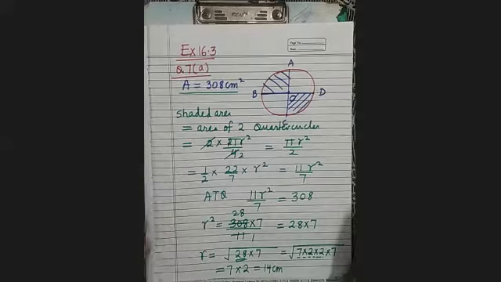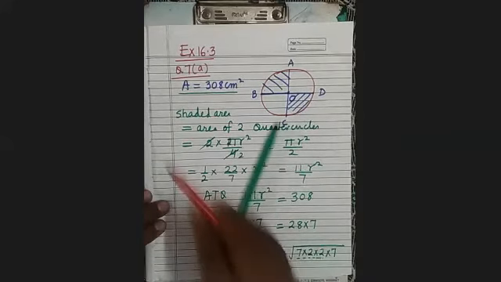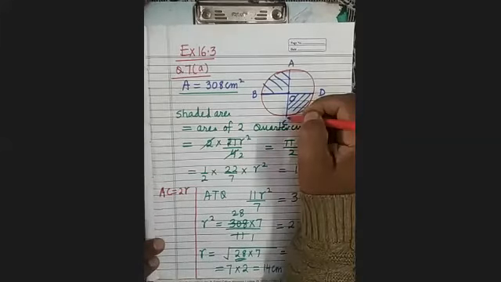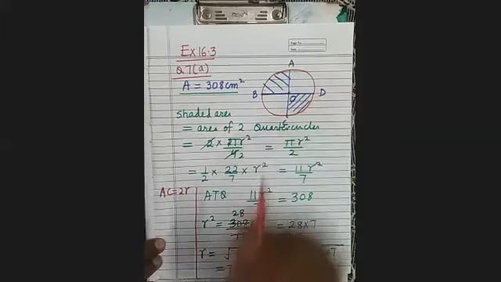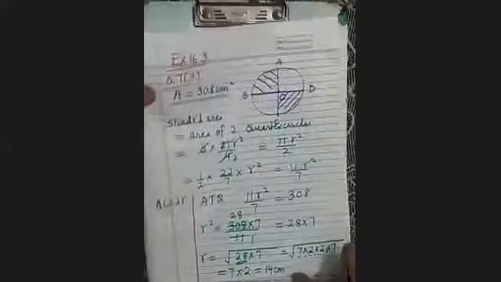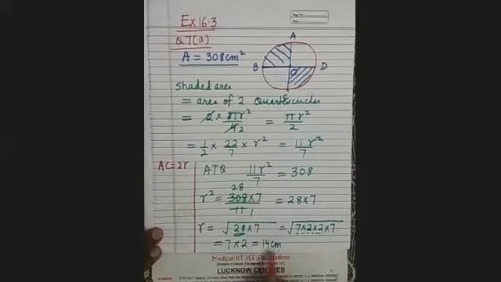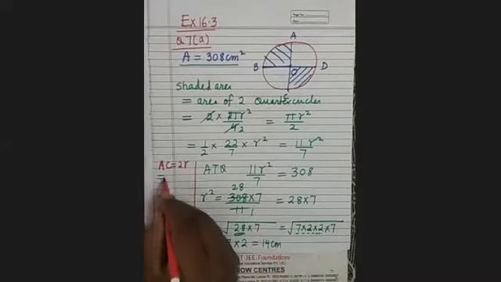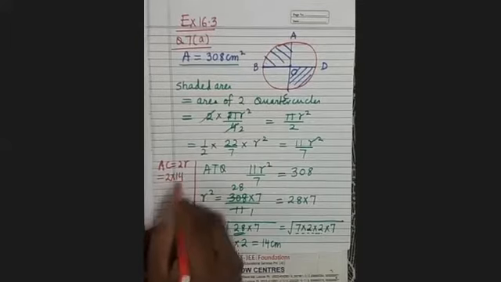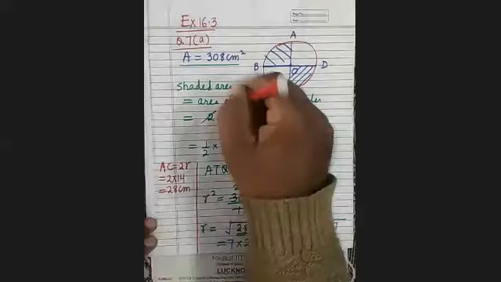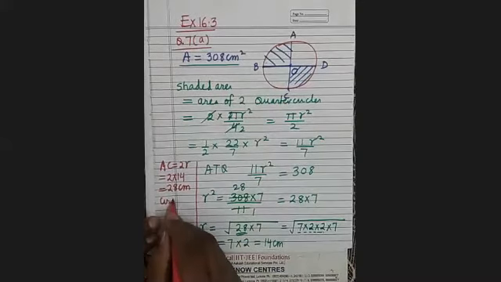But now you have to determine the length of AC. So you can see here what will be AC. AC equals 2R, because AC is the diameter, so it will be 2R. You can see here you have already determined R is 14 centimeter. So it will be 2 into 14, 28 centimeter. Then you have to find the circumference.